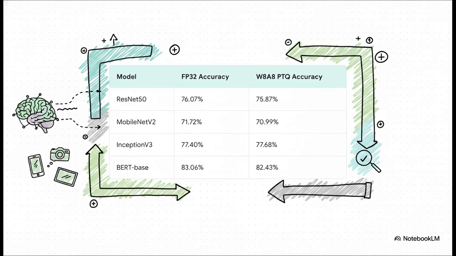And the payoff? Well, it's crystal clear. Just look at this table. You can see that with the full PTQ pipeline, a whole bunch of different AI models, from image models like ResNet to complex language models like BERT, can be converted to 8-bit with almost no drop in performance. Look at Inception v3. Its accuracy actually goes up a tiny bit. We get all the awesome benefits of a smaller, faster model with basically zero downside.